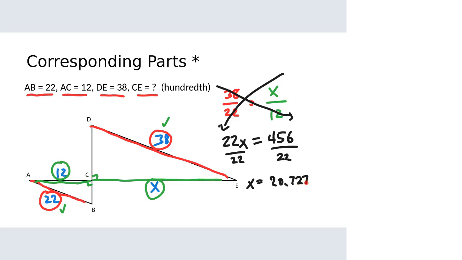20.727272. And here we were told to round to the nearest hundredth. So we'll find the hundredths place, look one space to the right, 5 or bigger, so we'll round this to 20.73 as that side length down there. If you see one like this, just take a minute, step back, and make sure you're identifying corresponding parts correctly before you dive into your proportion. Let me know if you have any questions on that.